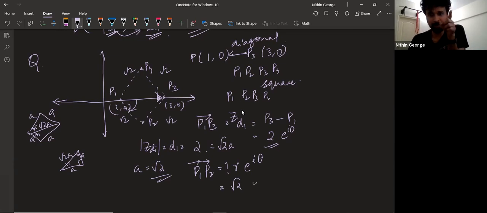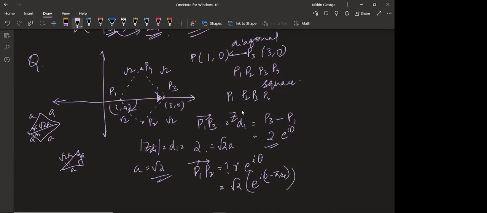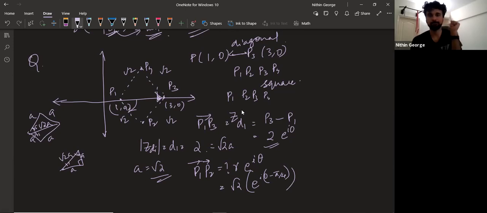Now, e power i0 I have. So I'm going to rotate it by how much? I'm going to rotate it by what angle? Clockwise 45 degrees, which means minus pi by 4, right? So it's 0 minus pi by 4. Are you following why I'm rotating it? I'm rotating it to get P1, P2.